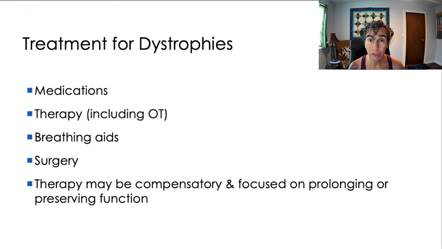It can be disturbing to think about, and that's totally normal. But, for me anyway, although it was evident that this young man was going to die of this disease, probably, maximally in his mid-20s, I did feel like I had a valuable and useful role in prolonging the function that he had left, getting him some equipment that was going to make things easier, and helping him to compensate for the progression of the disease.